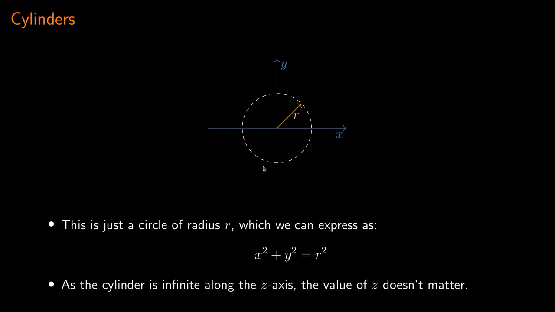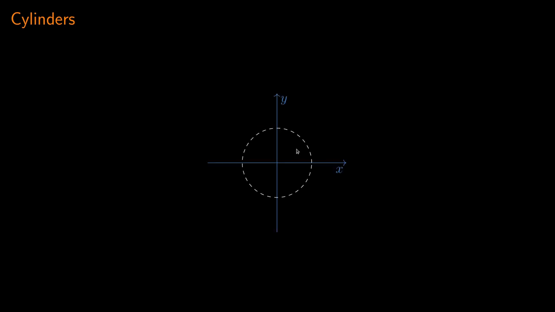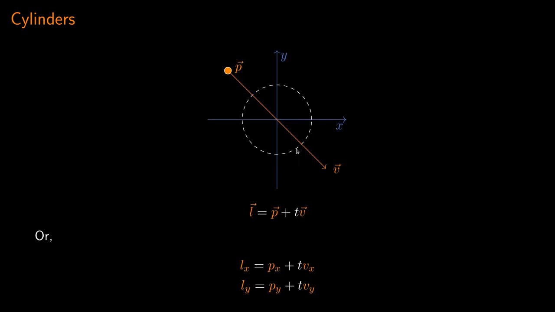Okay, so remember, this circle here is the cross-section of our cylinder, orientated in the z-axis. Right, so how do we actually test for intersection? Let's consider the case where we have a line, shown here in orange, that runs from a point P and has a direction given by the vector v.